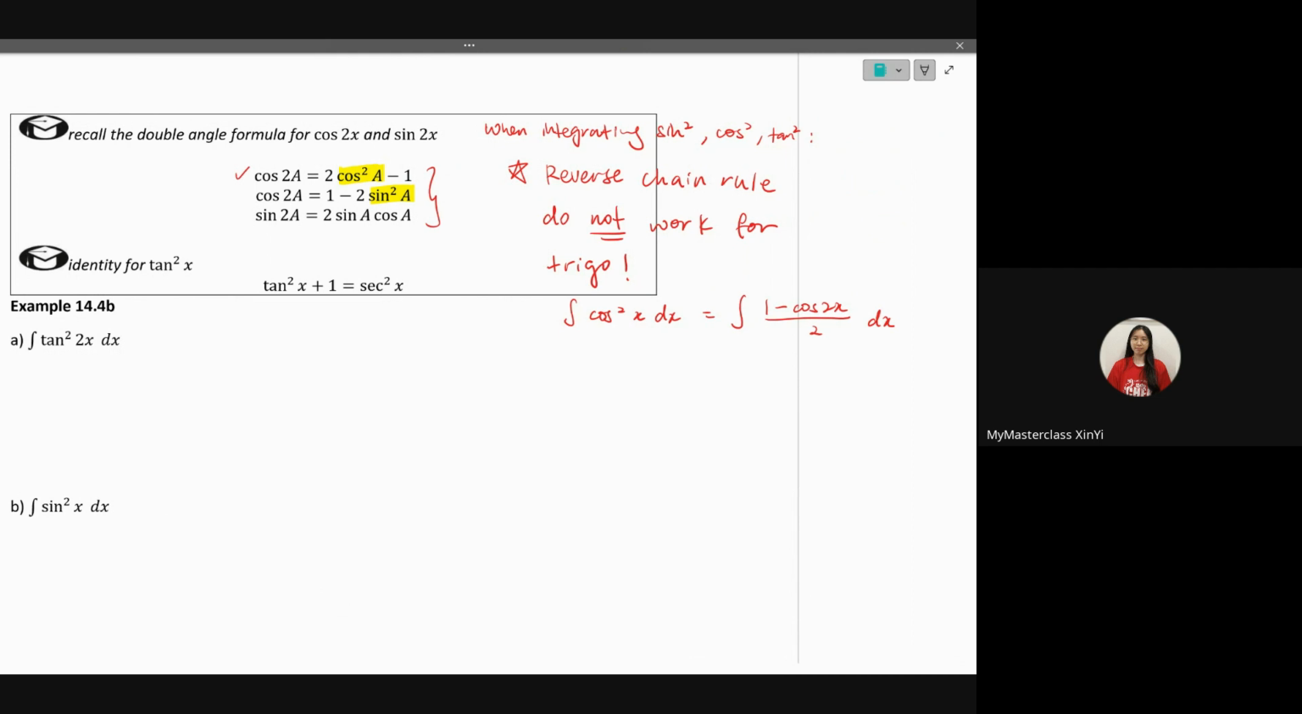Sorry, cosine 2x plus 1 over 2. So it means when I want to integrate cosine square x, it is the same as integrating cosine 2x plus 1 over 2.